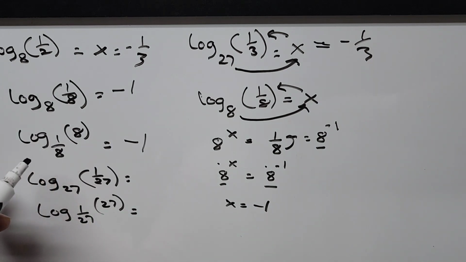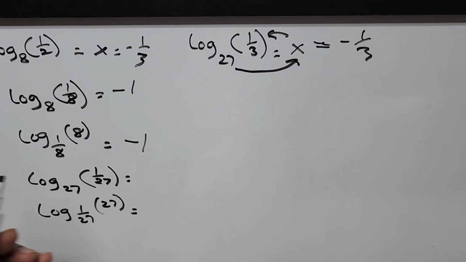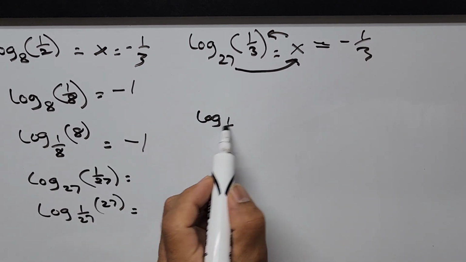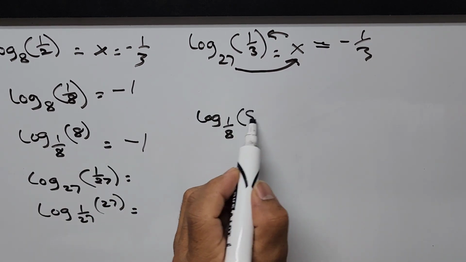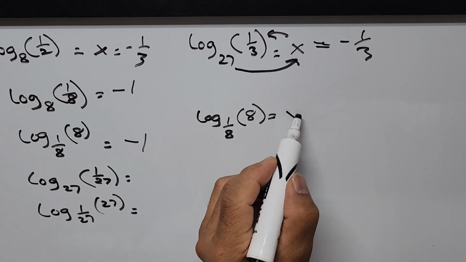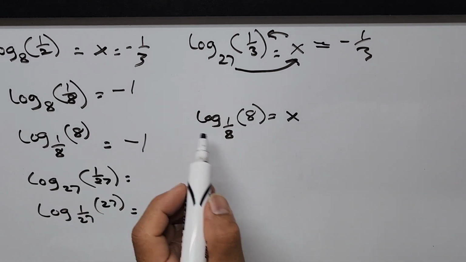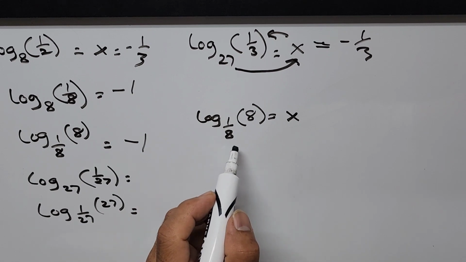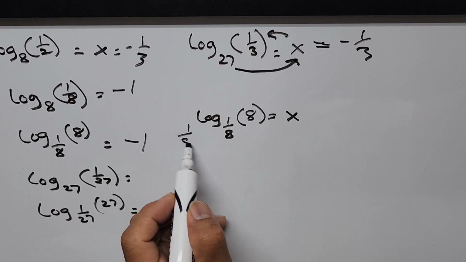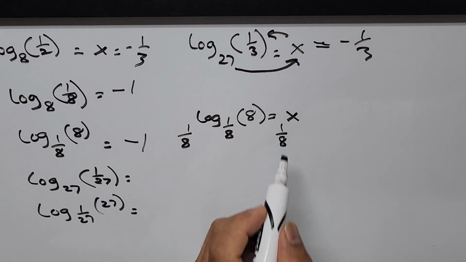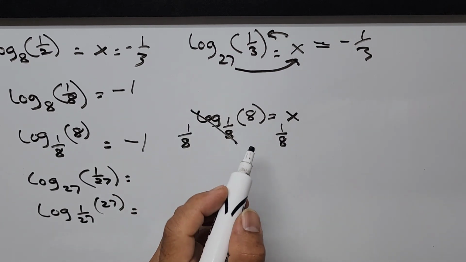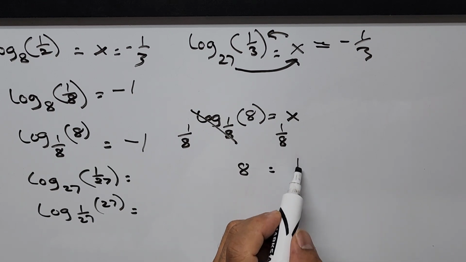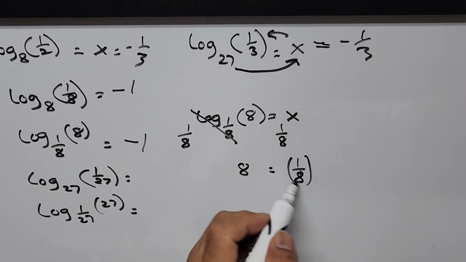How about this? So write this over here again. So log base 1/8 of 8. So designate this as x. So exponentiate both sides of the equation with base 8, I mean base 1/8, right? So we have 1/8 and 1/8 on both sides. So this cancels. So we ended up with just 8 on the left side. And the right side is 1/8 to the power of x.